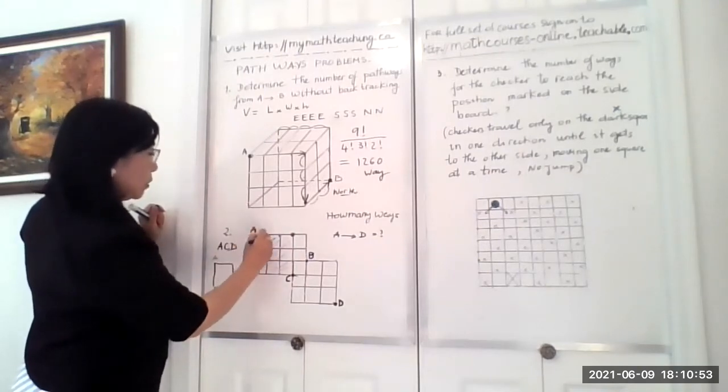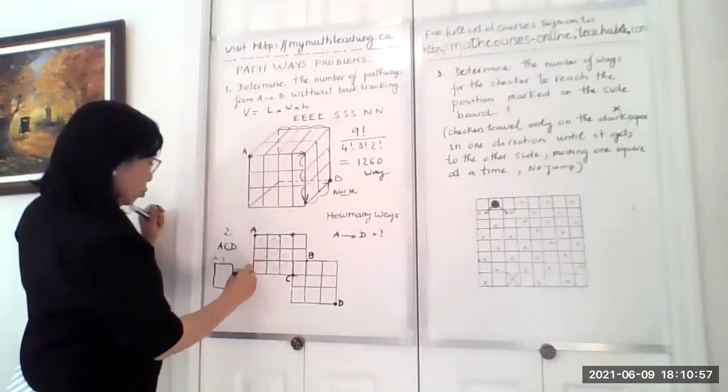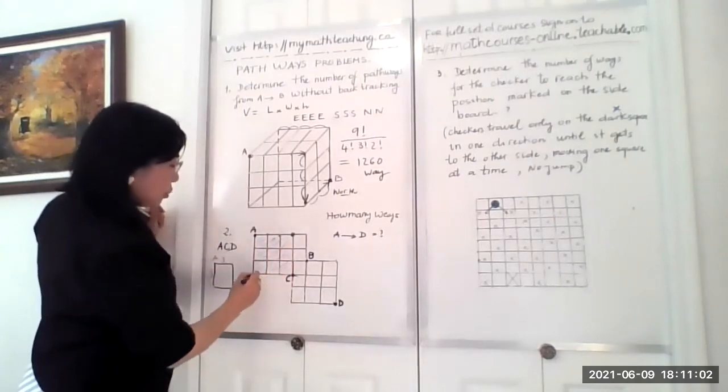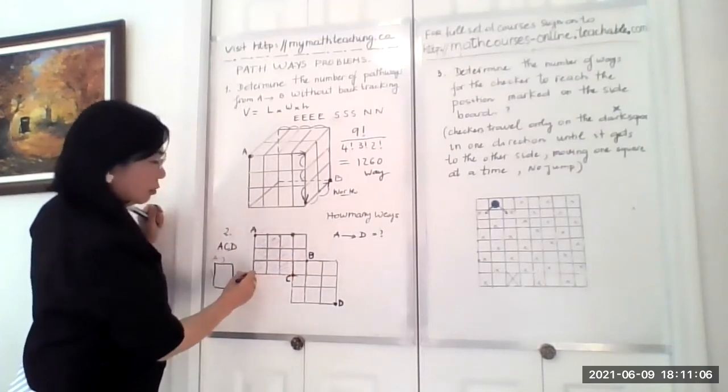Now, how many blocks for this? 3 blocks. I'm going to write 3. And 3 for this, so I'm going to write 3 as well. So that's one shape, like this one. From here to here to here to here, okay?